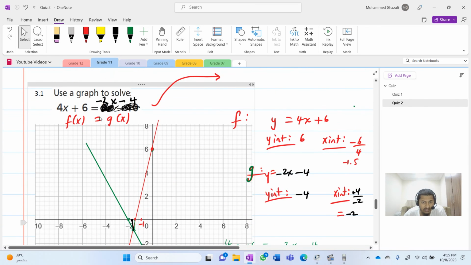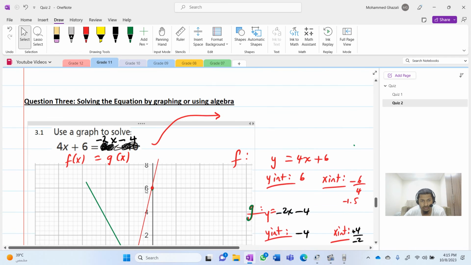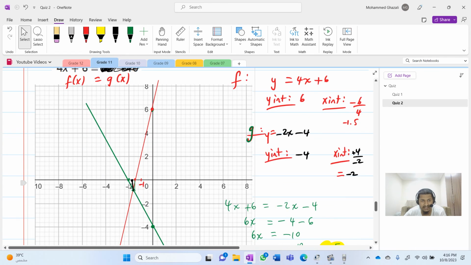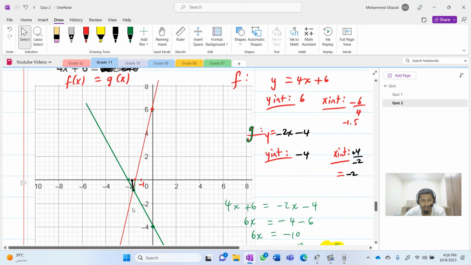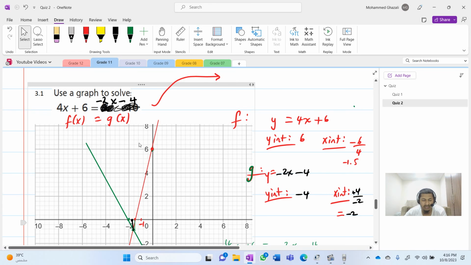Just try to solve the first one using the algebraic method. Obviously if there is a solution, you should be able to read off the solution easily, not in this case where the point is negative 1.67. It should come to a neat point, like negative 2 or negative 1. It all depends on the functions given.